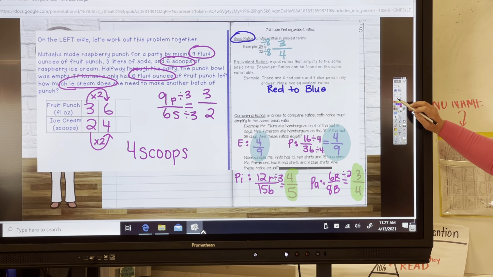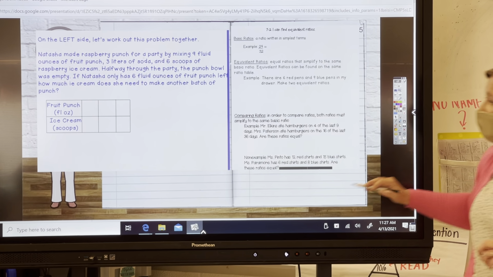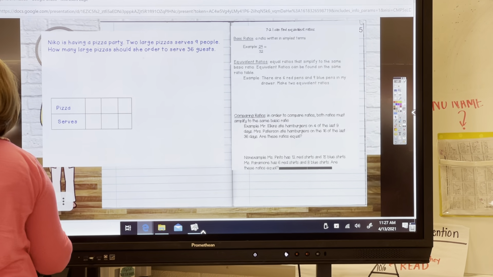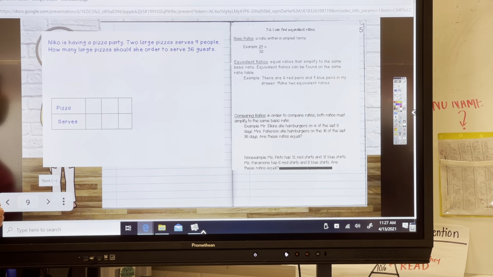All right, now I want you to pick your pencil up. Nico is having a pizza party. 2 large pizzas serve 9 people. How many large pizzas should she order to serve 36 guests? I want you to figure out how many pizzas she needs. You do not have to use the chart. If you can do it without the chart, you don't have to use the chart. So what? The ratio table that I drew for you up here.